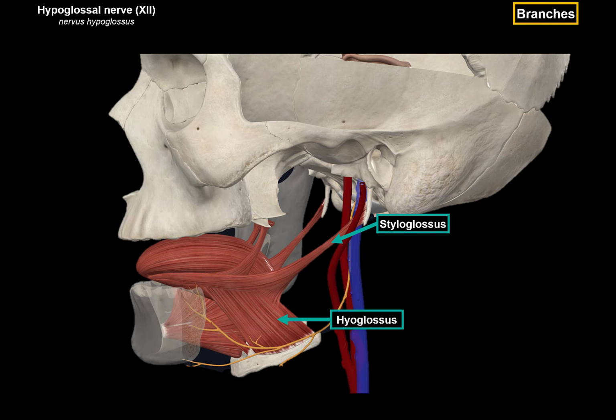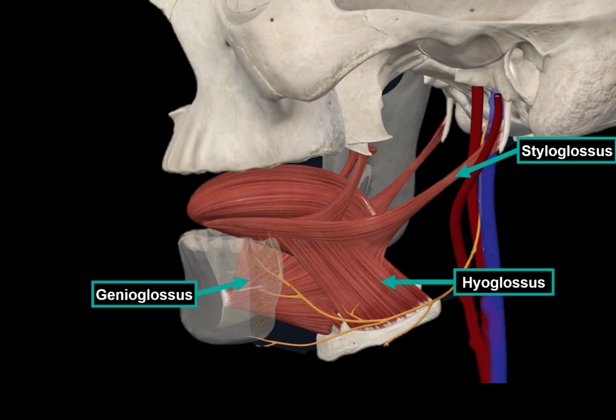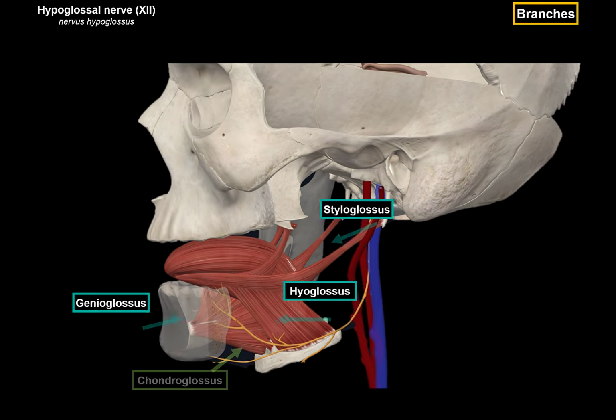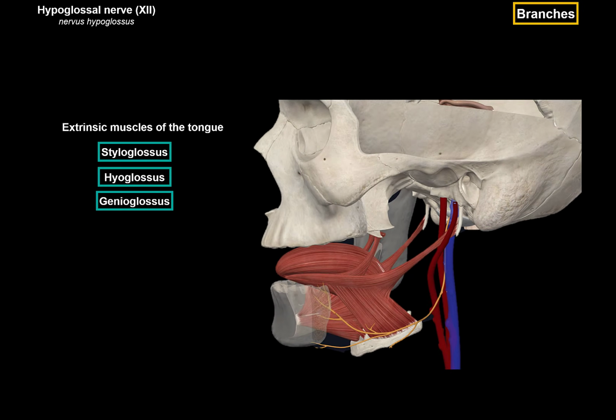It will innervate the hypoglossus, which causes depression and retraction of the tongue. It's going to supply the genioglossus, which causes protrusion and depression of the tongue. Another small muscle it's going to innervate is the chondroglossal muscle, which is a tiny accessory muscle that helps with depression of the tongue. Alright, so the hypoglossal nerve will innervate the extrinsic muscles of the tongue.